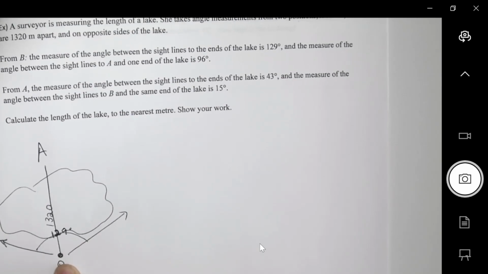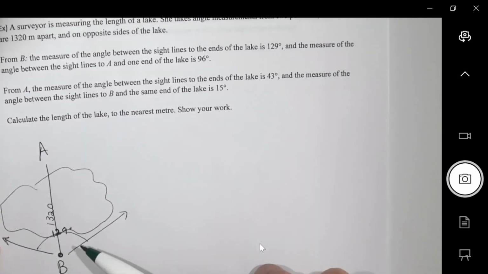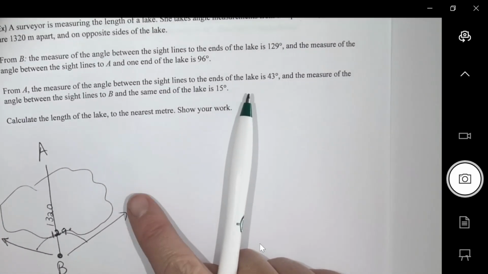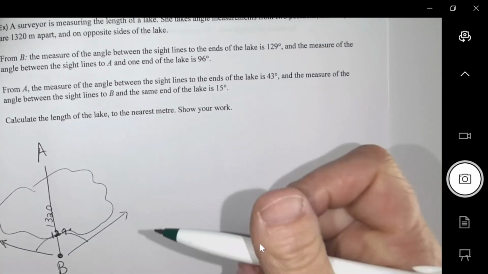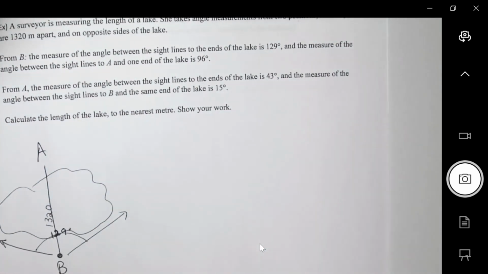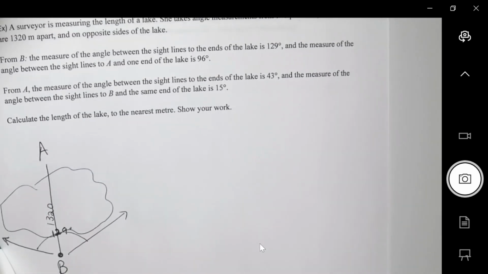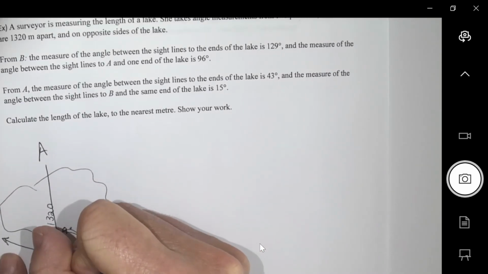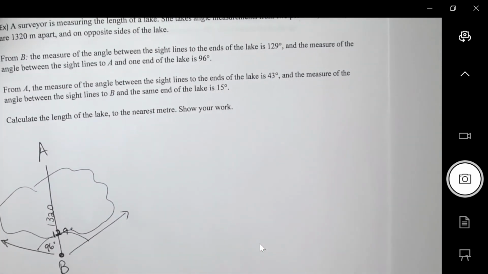The measure of the angle between when I look at A and the one end of the lake is 96. So we just have to pick an end. Which end do you want to pick? This end or this end? It doesn't matter. I'm going to go with this one, so I'm going to put a star there. So from B, when I look to A and that end, it's 96 degrees.